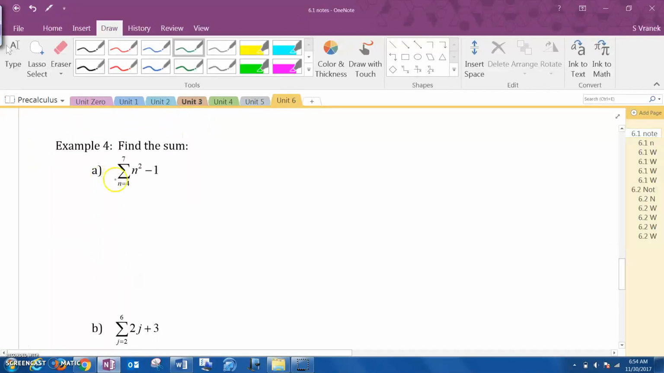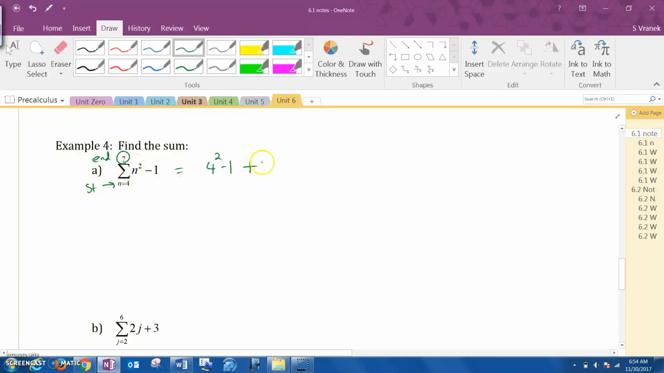So what this is telling me is start at 4, end when n equals 7. So I'm going to say this is equal to 4 squared minus 1. But since this is a summation, we're going to say plus. When it's a sequence, you use commas. When it's a summation, you use plus, because you're adding these numbers together.